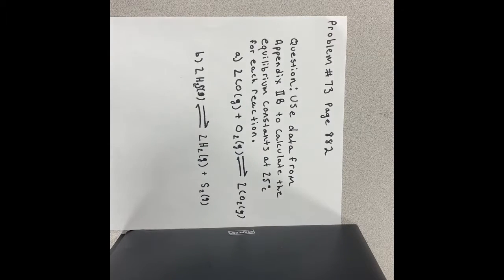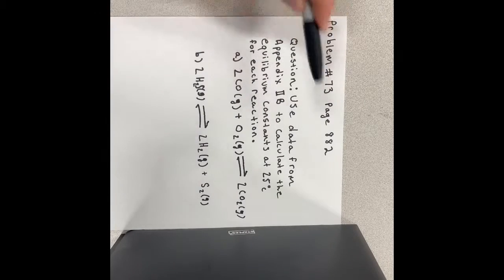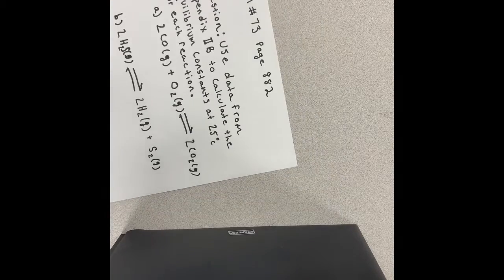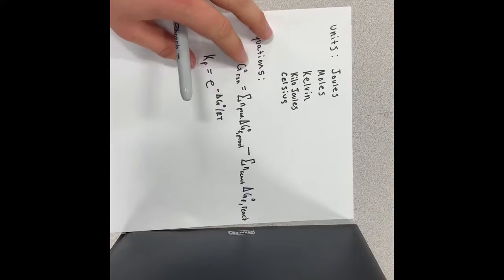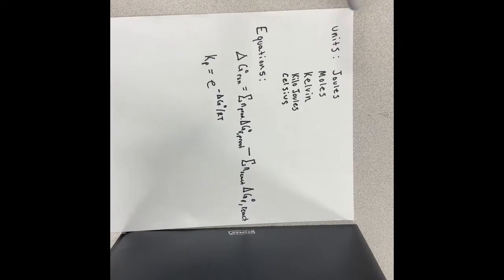Now, to better understand the question, we have to find out exactly what it is asking. And it is asking us to calculate the equilibrium constants at 25 degrees Celsius for each reaction. Now, we're going to have to use units and equations here, so we want to evaluate them to better understand the problem. In this case, we will be using joules, moles, Kelvin, kilojoules, and Celsius.